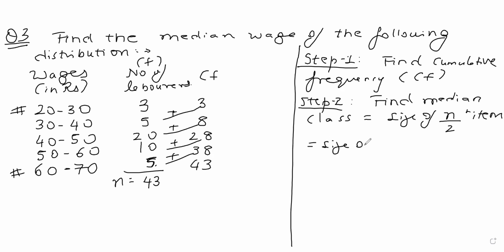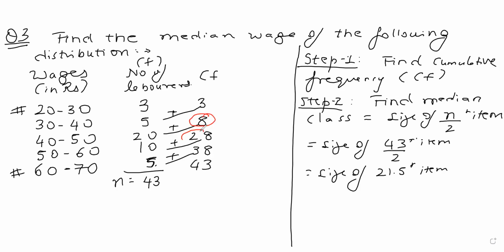So the size of n is 43, so 43 by 2th item. How much is 43 by 2, guys? 43 divided by 2 is 21.5. Size of 21.5th item. Where will 21.5 lie? 21.5 in cumulative frequency lies between 8 and 28. So my median class is the latter one, which is 40 to 50. Therefore, the median class in which the median is going to lie is 40 to 50. And step number 3, we apply the formula.